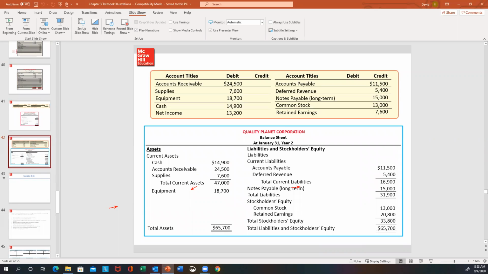And so in this case, they came up with a new balance of 20,800. And of course, if you look, you've got total liabilities and equity equals your total assets on your balance sheet.